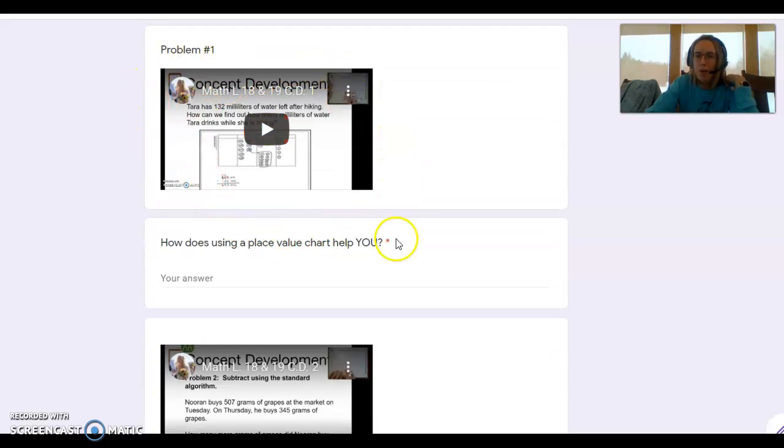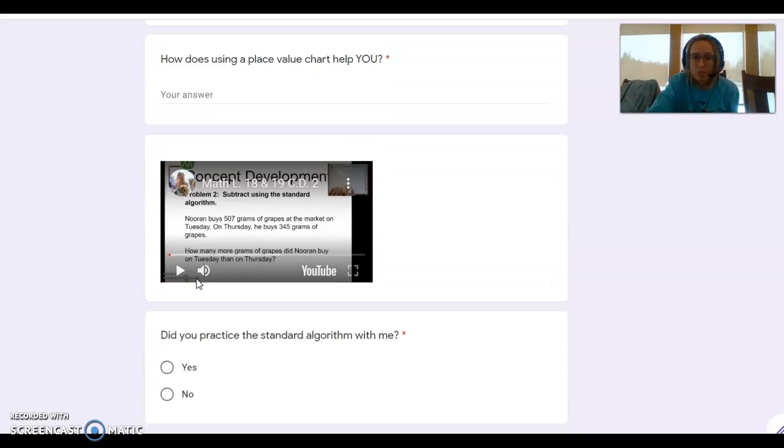Our first problem was talking more about Tara on her hike. This time we were saying how much water she had left at the end of her hike, and we were trying to figure out how much she drank. All I want you to do here is just tell me how using the place value chart helped you or how it could help you. Okay? Just give me a short little answer.